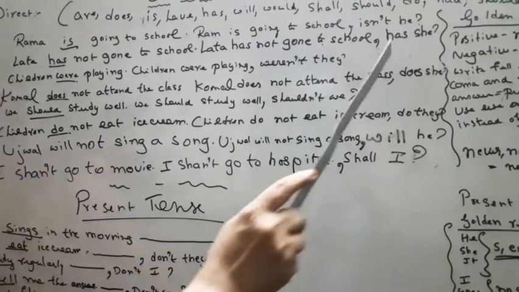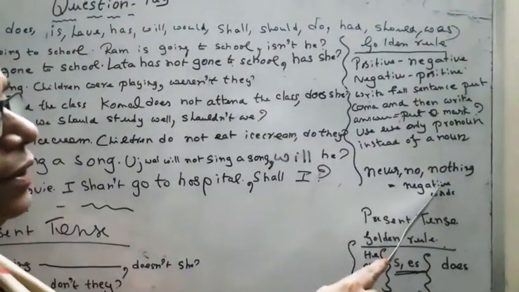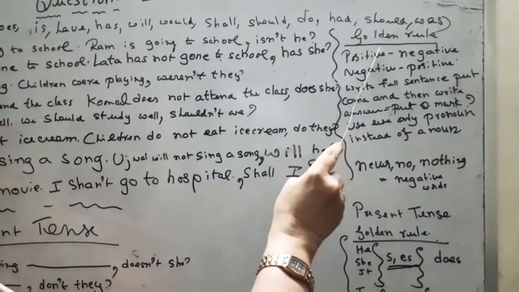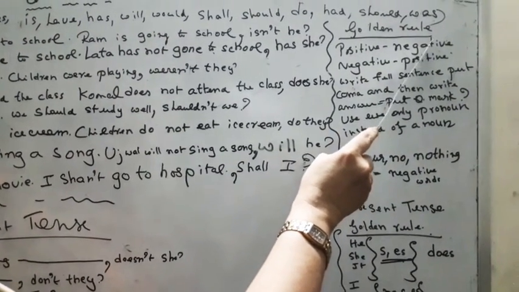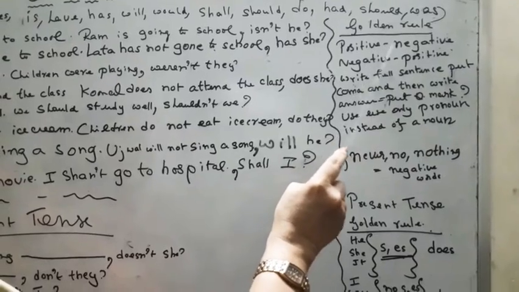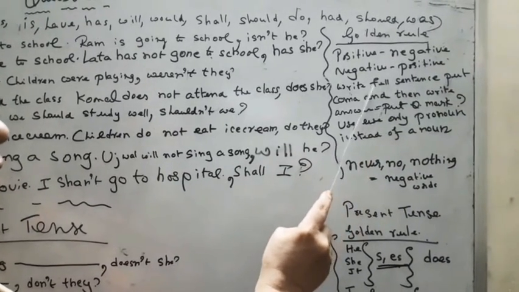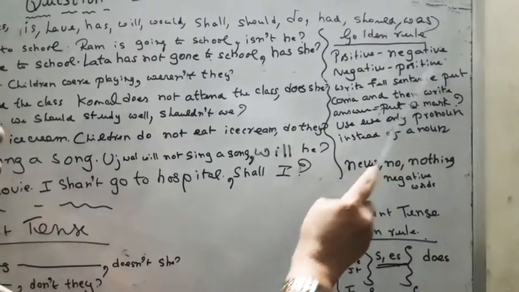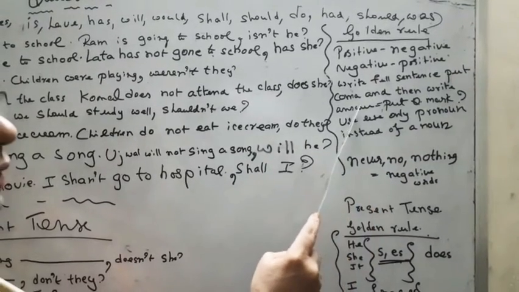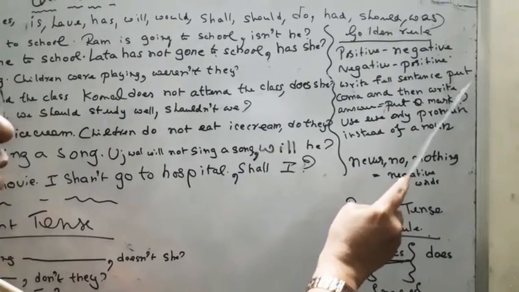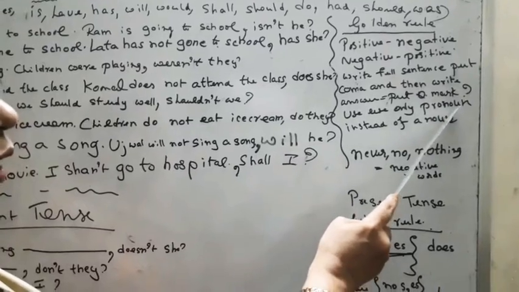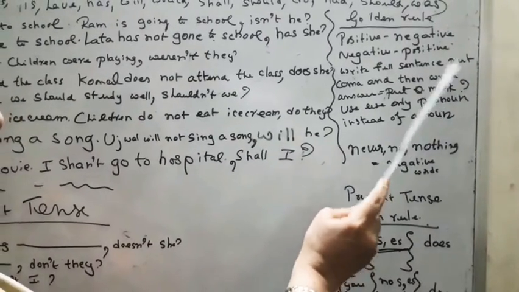So I will read the golden rules again. If the sentence is positive, you have to make it negative. And if it is negative, you have to make it positive. Write the full sentence, put a comma, then write the answer and then put a question mark. Use only pronouns instead of nouns.